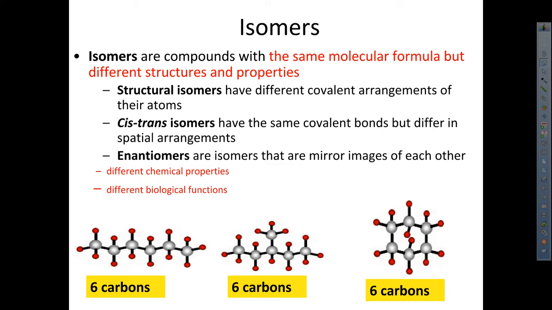similarly, but they have a different spatial arrangement, so maybe it curves up or down, things like that, instead of being straight. You can have enantiomers, which are isomers that are mirror images. And again, depending on the chemical compound, it could have a very different effect on the body. And we are particularly concerned with this when it comes to pharmaceuticals.